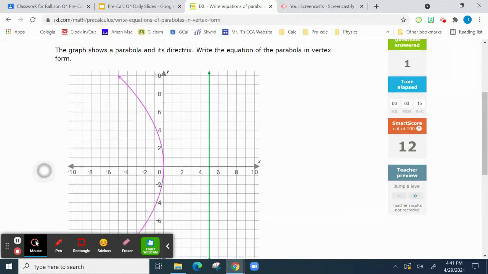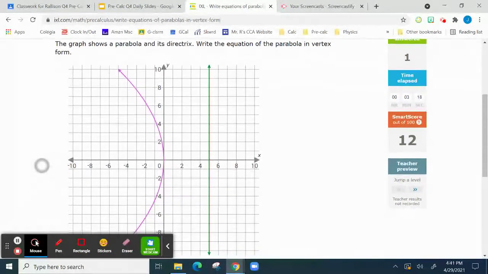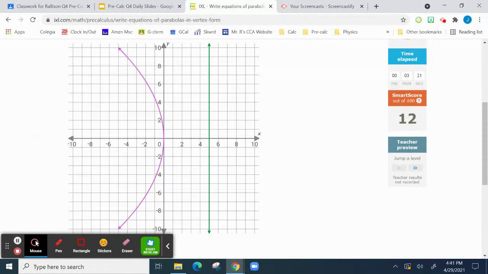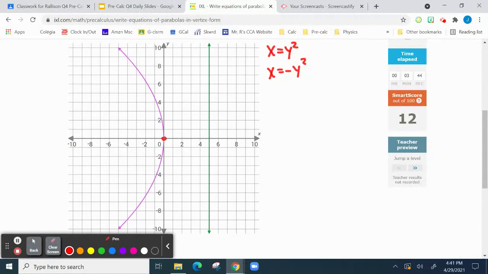The graph shows a parabola and its directrix. Write the equation of the parabola in vertex form. Okay, so the very first thing we notice, it's a left-right parabola. So we know it's going to be an x equals y squared parabola. And in fact, it opens to the left, so it's going to be an x equals negative y squared parabola. Next we'll notice the vertex, which is right there. So the vertex is 0, 0.